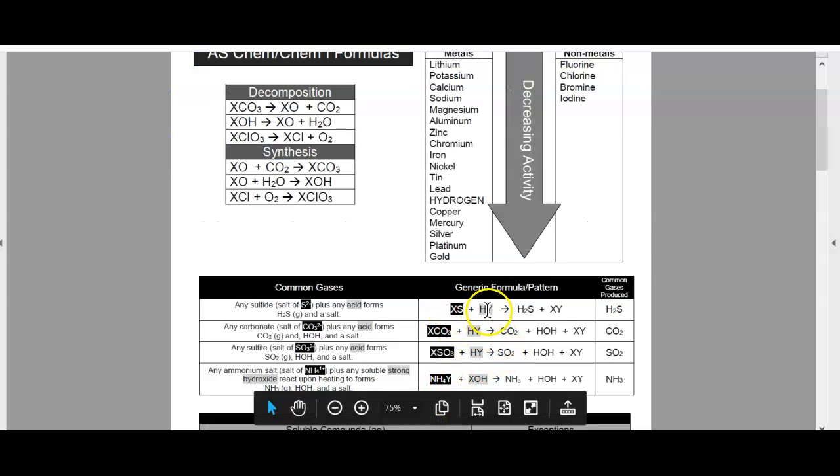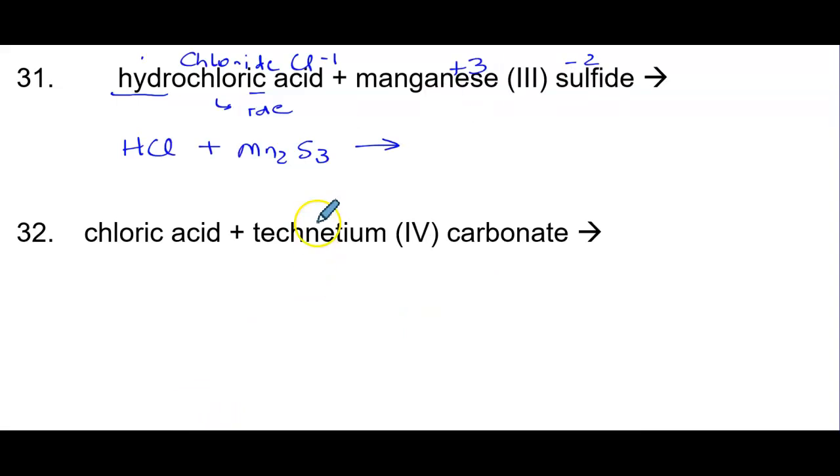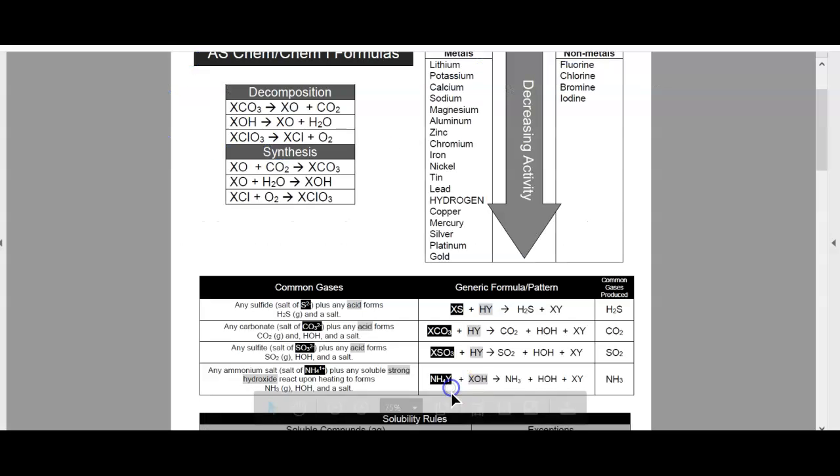I have a sulfide plus an acid. Let's check our list again. We have a sulfide plus an acid. Doesn't matter what order we add them, as long as we have both, then we're going to follow the criterion that we see on this chart. So we're going to do H2S and X and Y. So let's talk about what this is.